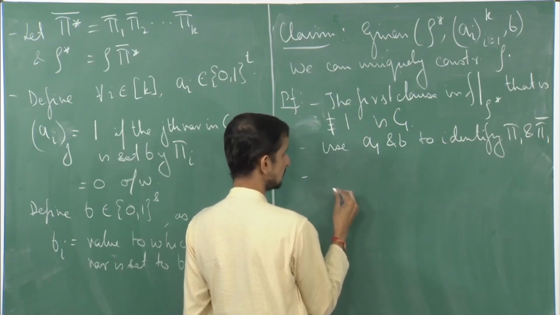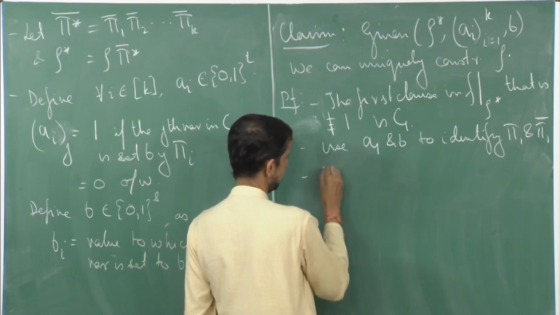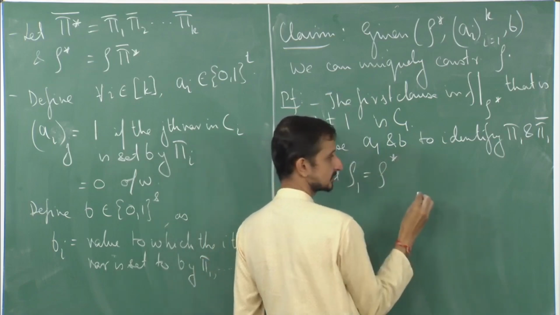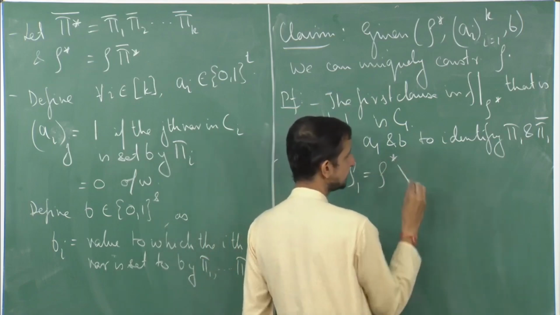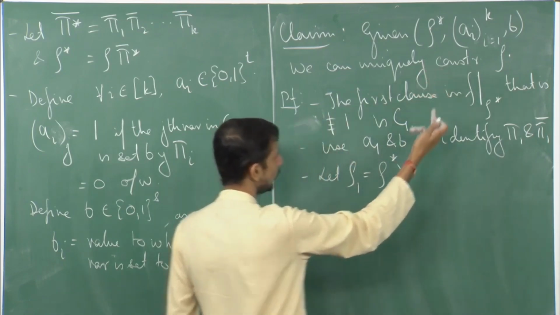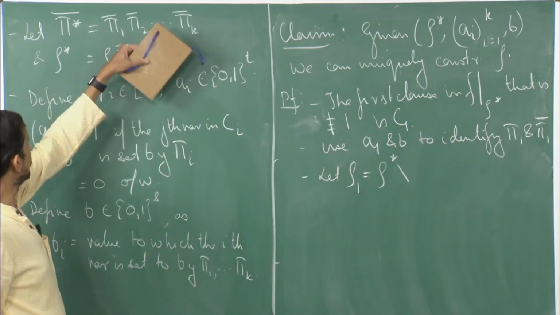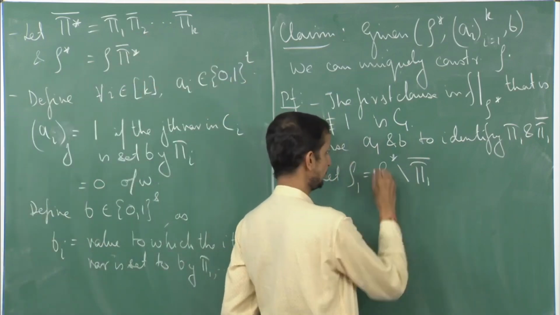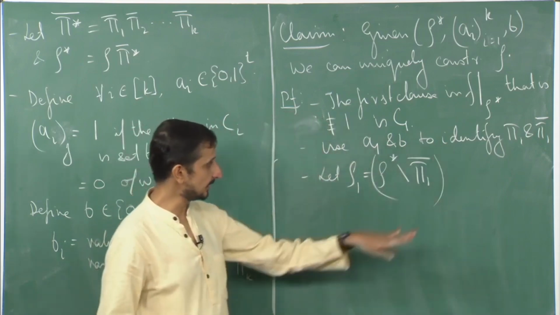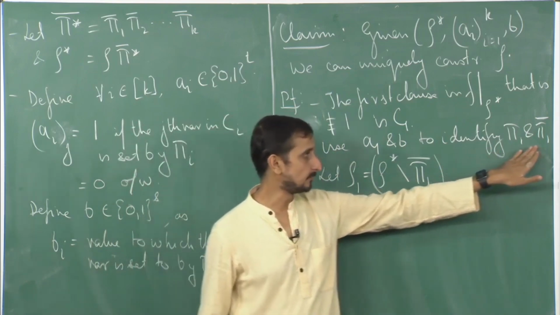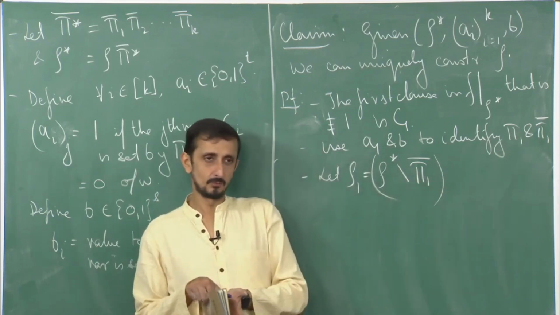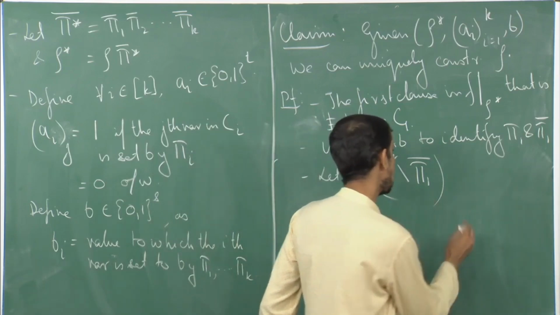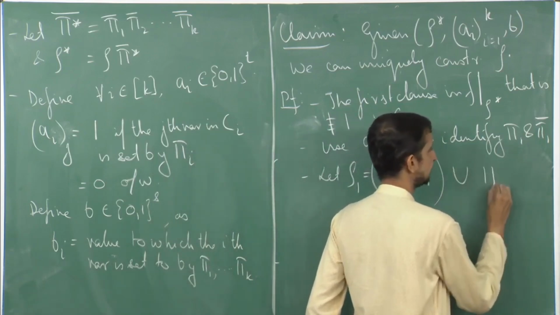So, let rho 1 be equal to rho star minus. So, in rho star what do I have? In rho star I have rho followed by pi 1 bar, pi 2 bar up to pi k bar. So, I will remove pi 1 bar from rho star. Okay. Now, those variables which were being restricted by pi 1 bar, I remove them from rho star. Okay. And I will add the restriction pi 1.